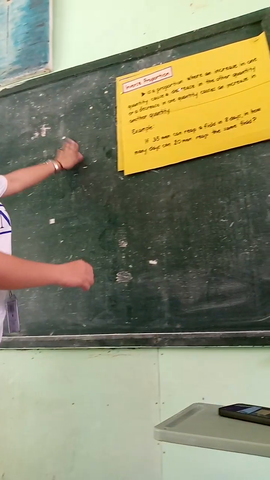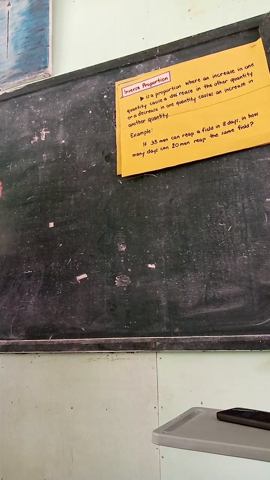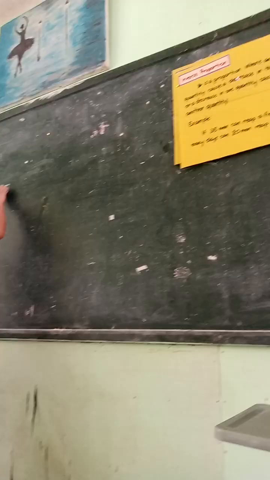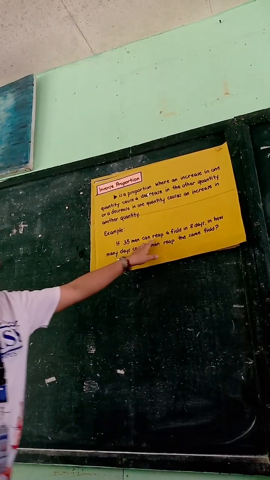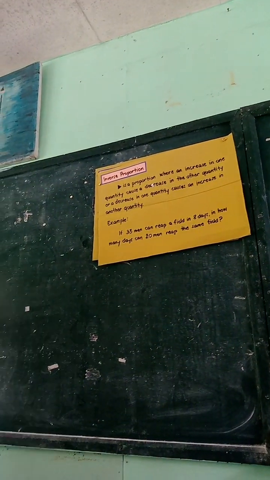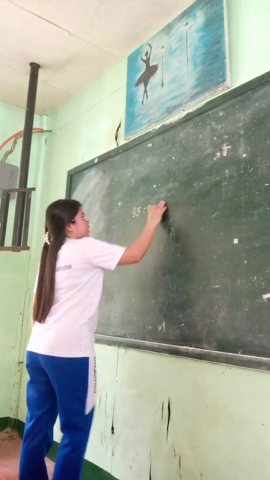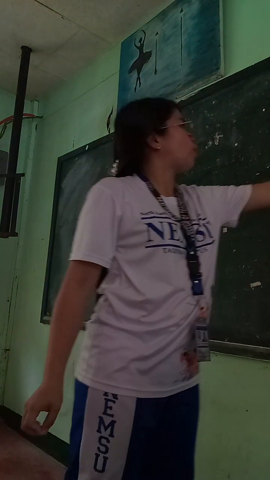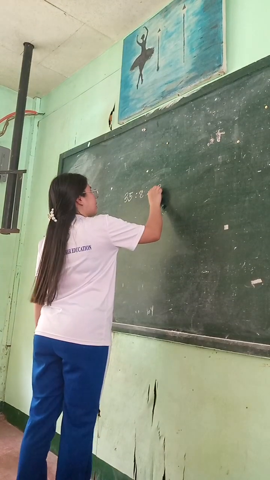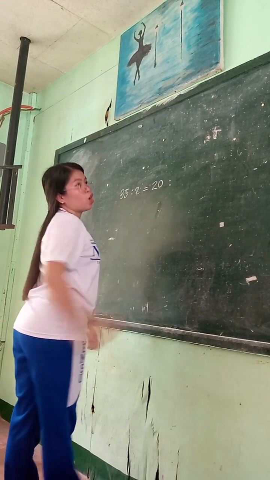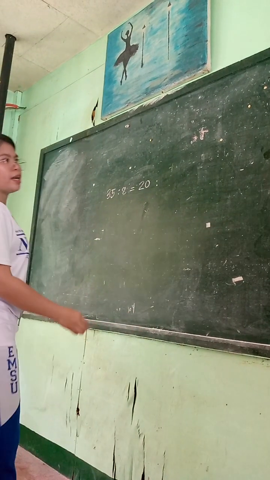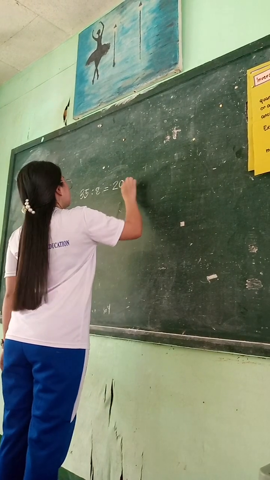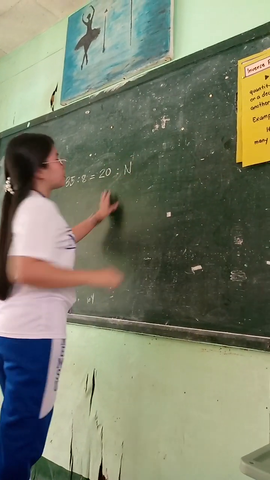35 men can reap a field in 8 days. We are going to write the ratio. 35 men with 8 days is to how many days for 20 men? 20 men is to n, because we are finding how many days. So we are going to write it in fraction form.